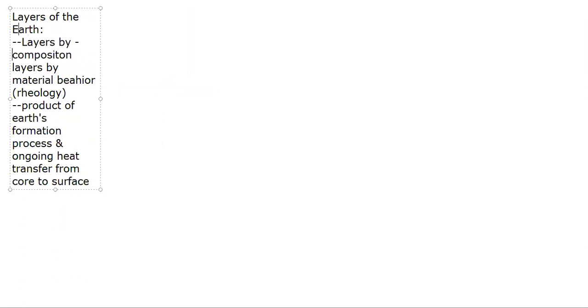And that there is some overlap in layers by composition and layers by material behavior, but there's also some important differences between the two. And this fundamentally will also help us start to understand certain oceanographic phenomena that we're going to be looking at beginning as soon as Thursday.